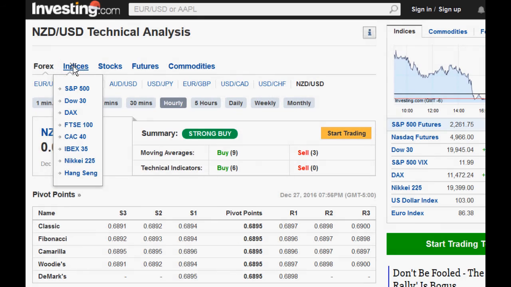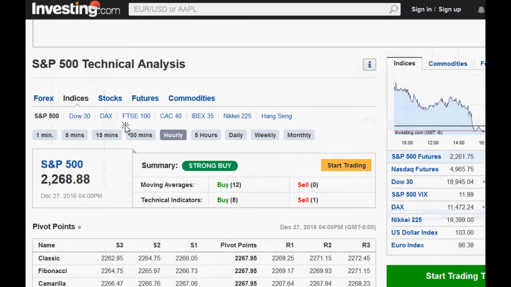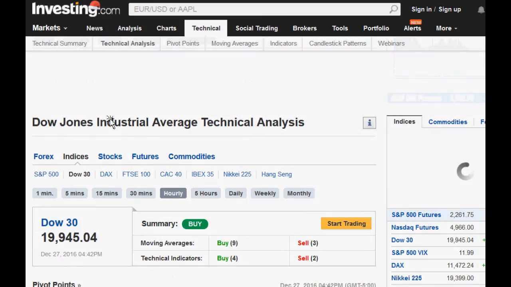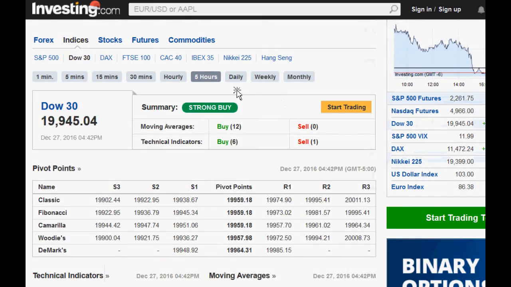Here's the indices. See, we can look at those now. We've got the S&P 500, the Dow 30, the DAX, the FTSE, the CAC, Nikkei, Hang Seng. We can look at those too. Like if you want to trade the mini Dow, you might come in here and look at it and just see, okay, what do they think is going to be happening for the next day? Strong buy, 12 to nothing. I like that. 12 to nothing there.